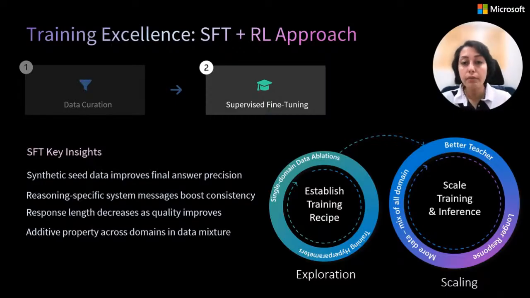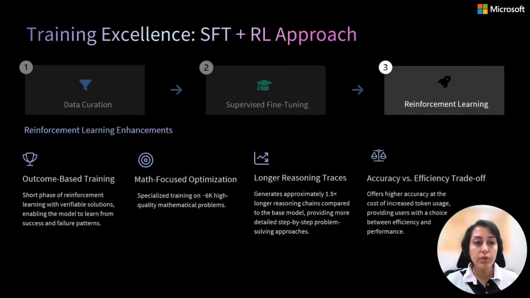We use a better teacher model and allow essentially an inference time scaling of the teacher model in order to generate longer responses. And we support these longer responses to allow our model to solve more complex problems by thinking more. The final stage of our training is a short reinforcement learning using outcome-based rewards with verifiable solutions, which enables the model to learn from the success and failure patterns of the answers that it's generating.